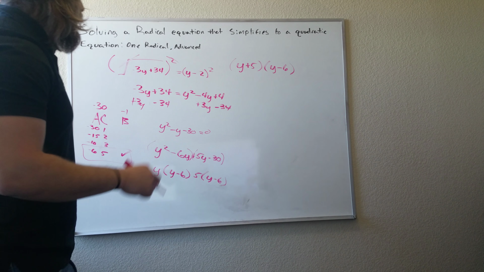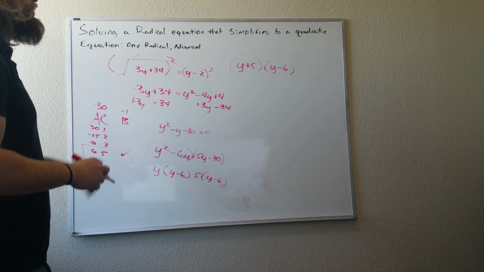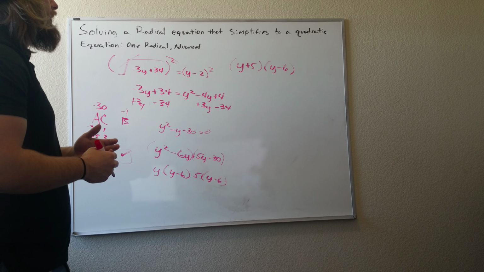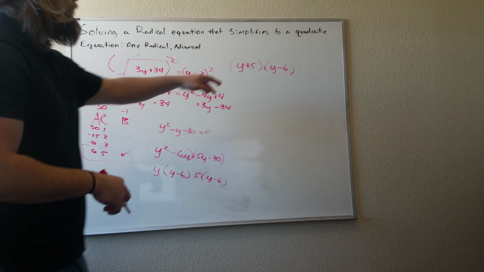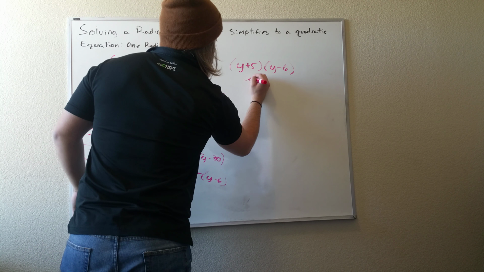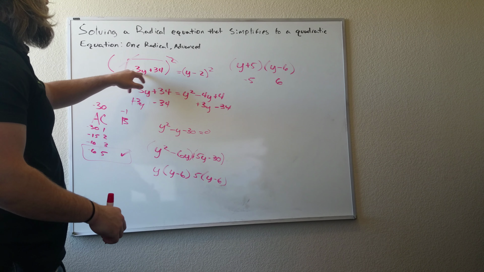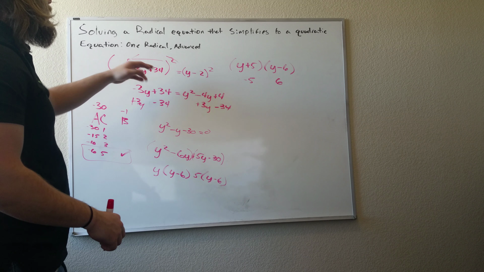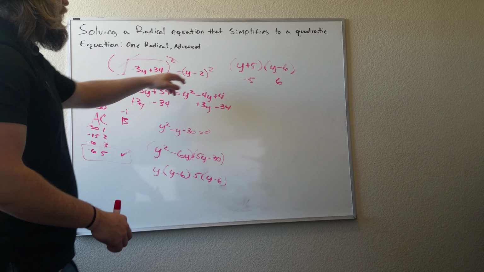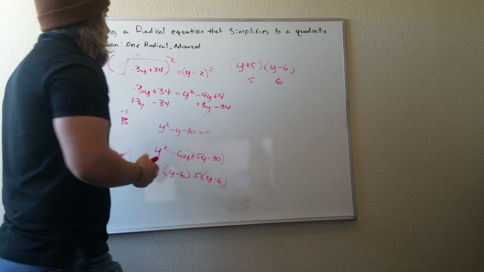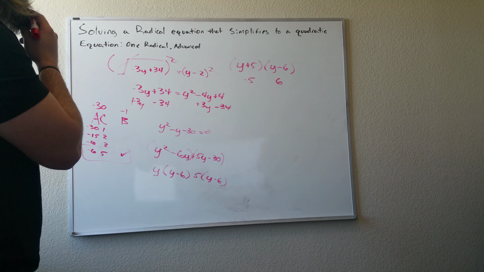Now, the next step in this is to check our values to see if they're valid. So, if we plug in, we get negative 5 from this one and a 6 from this one. If we plug in negative 5 here, we get 15 plus 34, which is 49, so the square root is 7. And then we get 7 over here. Yeah, we get 7 on both sides, so this one's good.